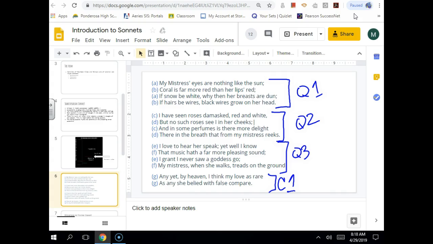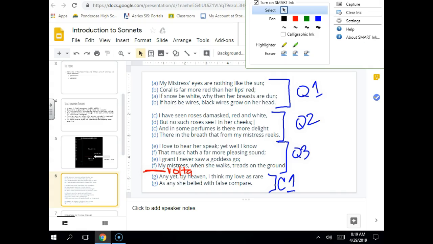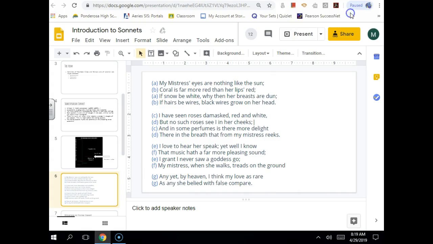So where would the volta be, Nathan? The change. Is it between the quatrains? Good. It's right here, right? This is the volta. Okay, this is the change. Because he's comparing everything and then being like, I still love her. Okay, she may got black wires coming out of her head, but she's my girl.